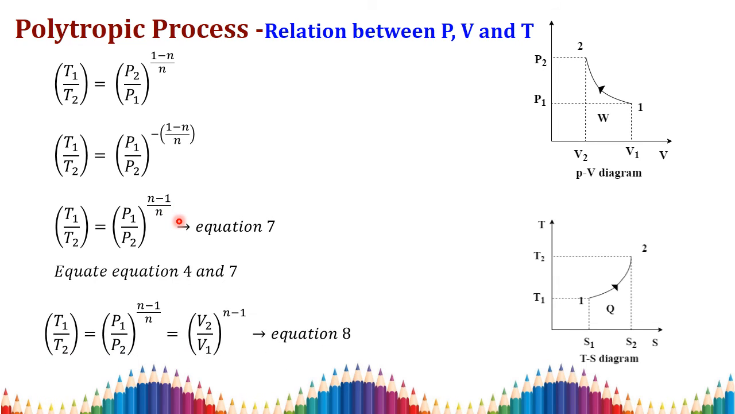Then in your final equation, equation 4 contains temperature in terms of volume, and here we have temperature in terms of pressure. Then I can equate all three relations. Temperature ratio T1 by T2 is equal to P1 by P2 whole to the power of n minus 1 by n, which is equal to V2 by V1 whole to the power of n minus 1.